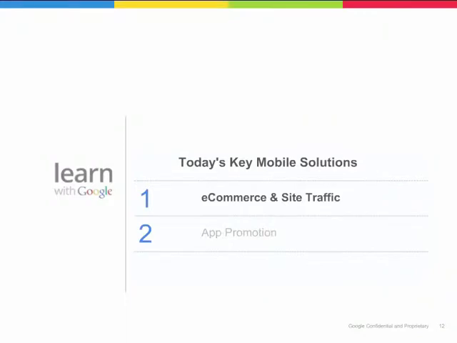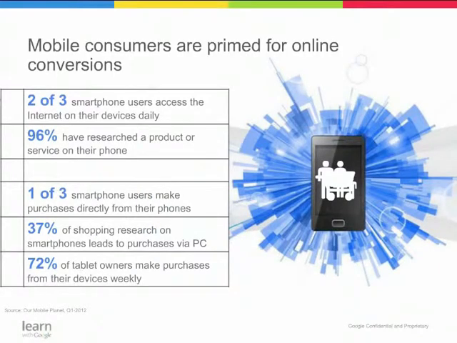You might think mobile users won't convert, but in fact, mobile users are primed for conversions. With 2/3 smartphone users accessing the internet every day, you can be certain that there is an appetite to get business done on mobile. 96% of users, for example, have researched a product on their smartphones. 1/3 users have made a purchase from the devices. Even if they don't buy on the device, 37% of the research done on mobile leads to a purchase later. 72% of tablet consumers are transacting weekly.